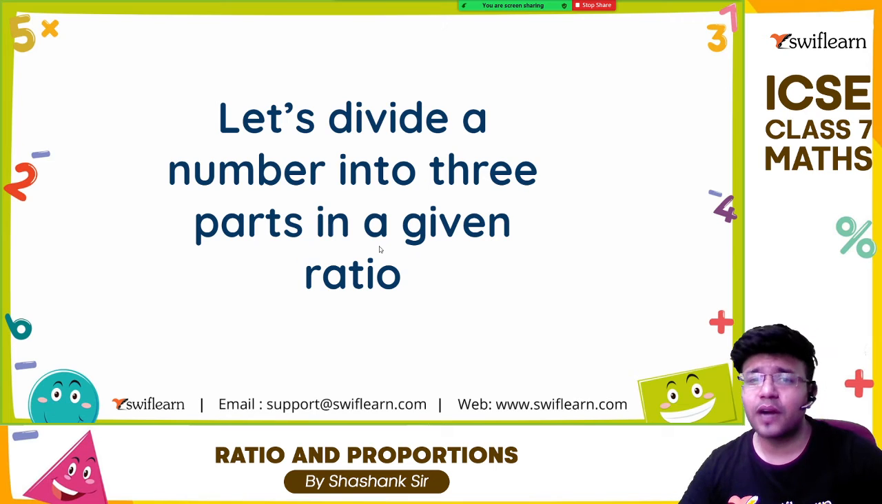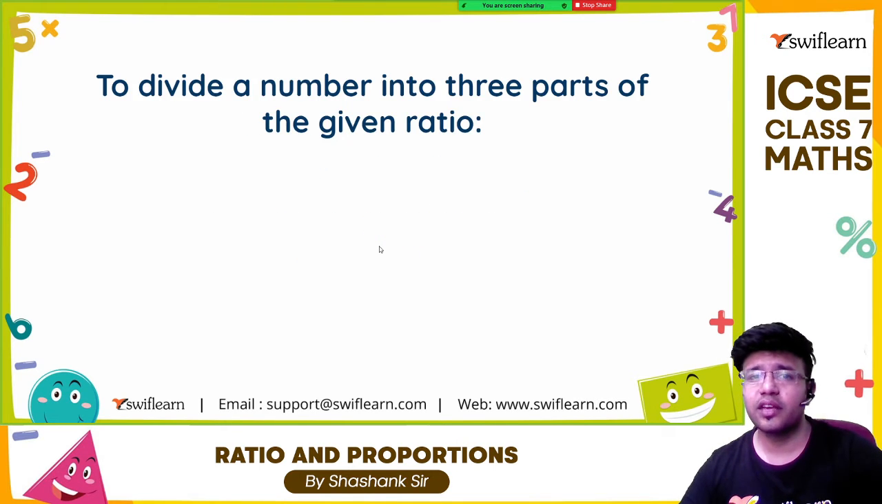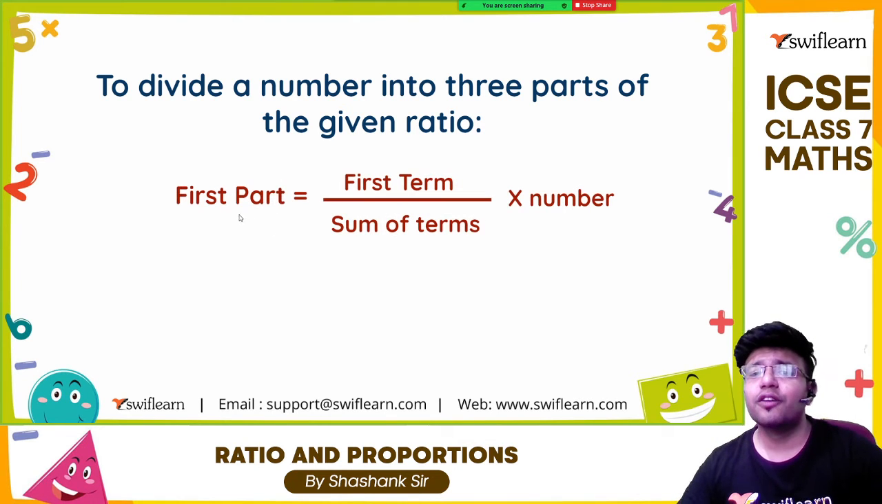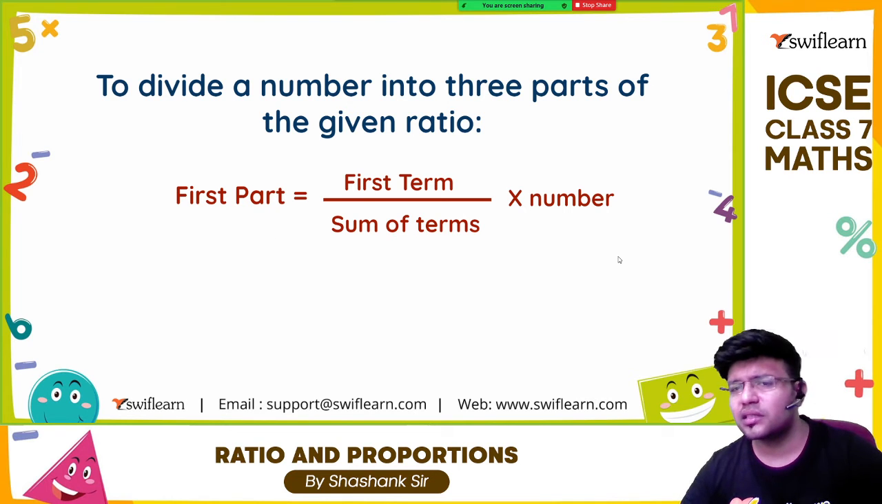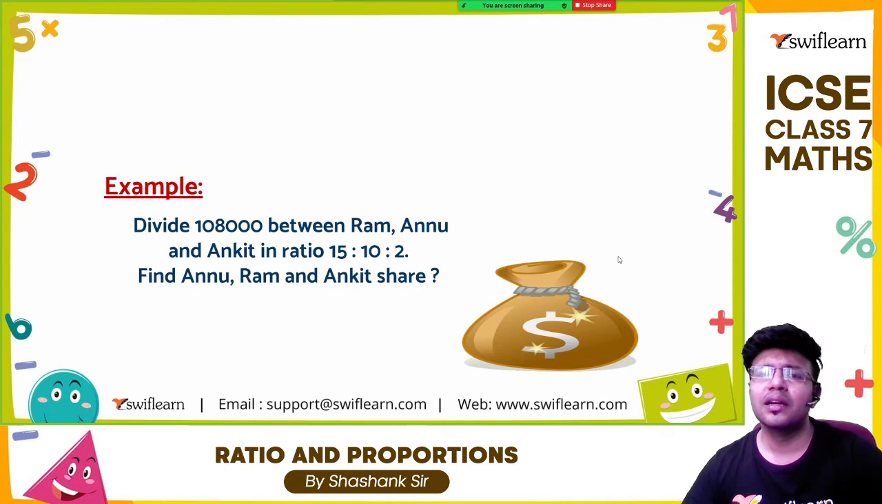So let's divide a number into three parts in a given ratio. To divide a number into three parts of the given ratio, the first part is the first term divided by the sum of terms, into the number. The same thing for the second part, the second term, and the third part is this.